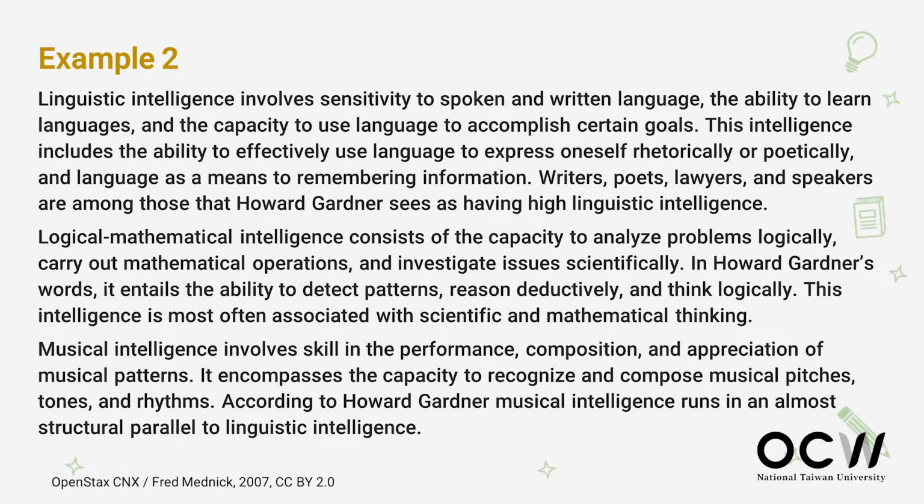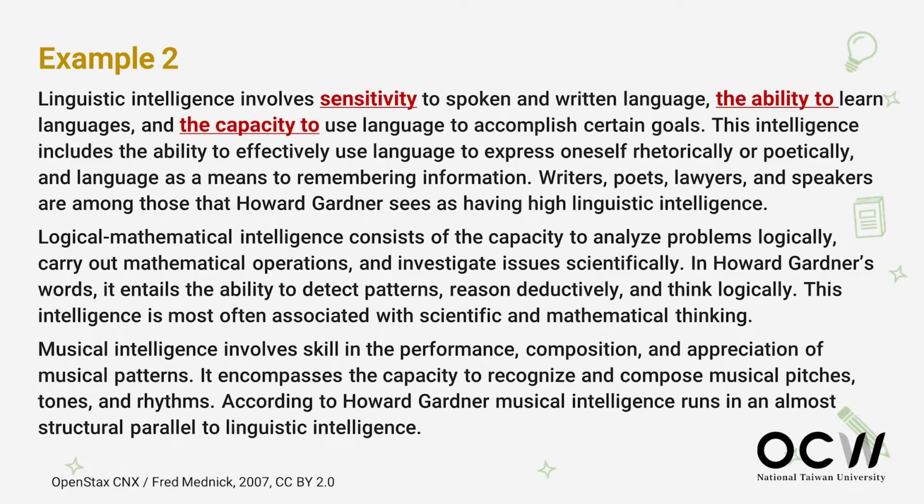Now, let's look at the second example. By looking at the second example, we can see that linguistic intelligence involves sensitivity to spoken and written language, the ability to do something, and the capacity to do something. What is interesting about this particular parallel structure is, number one, you will see that they're all using nouns: sensitivity, ability, capacity. Furthermore, in the latter half, they both use the same phrasal structure of the ability to, the capacity to.